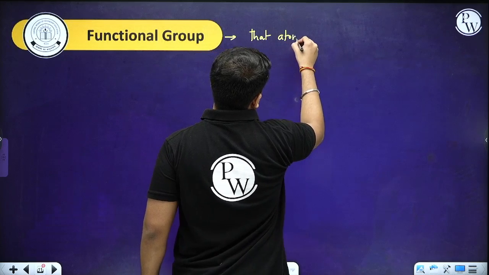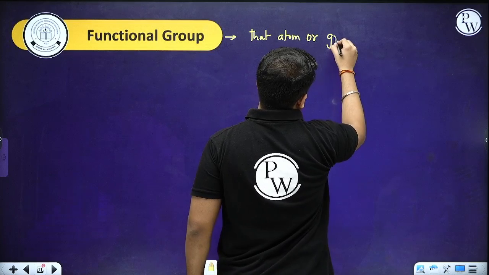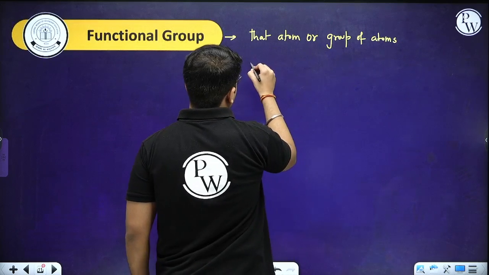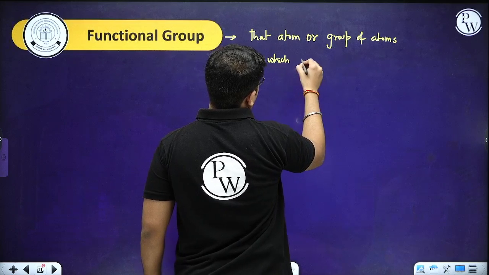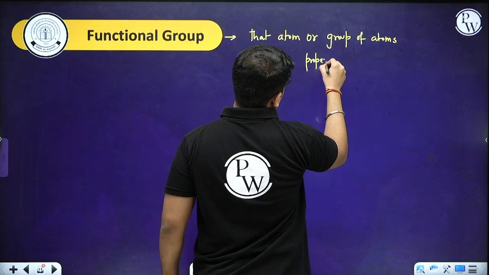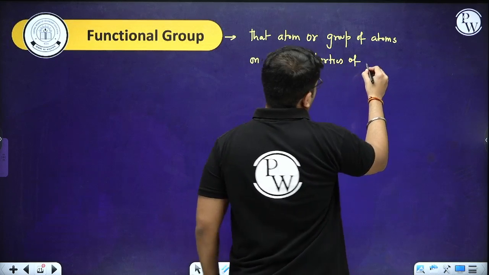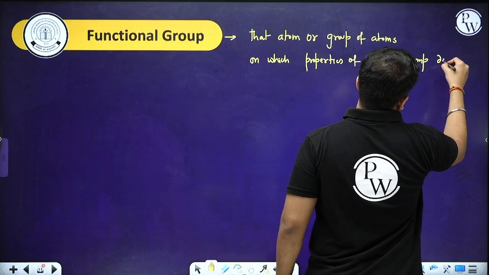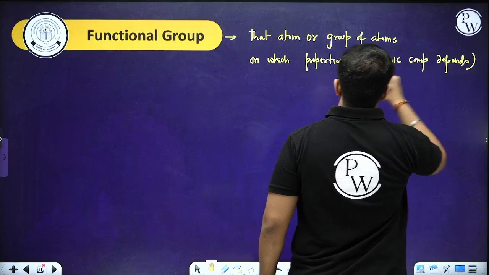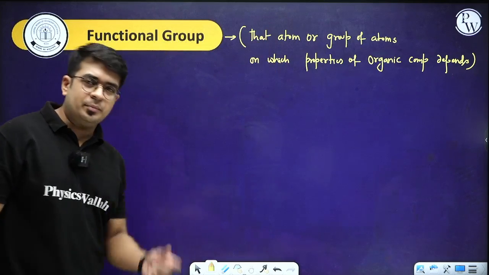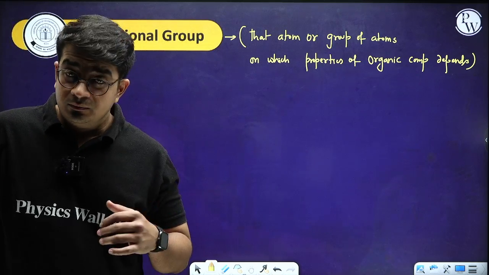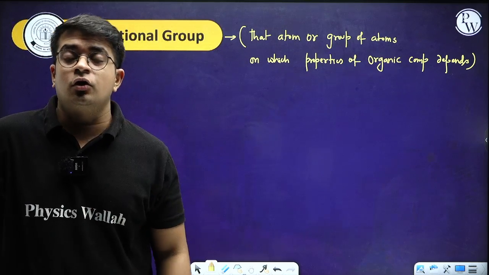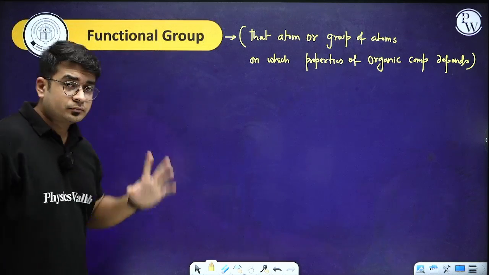That atom or group of atoms on which the properties of an organic compound depend is actually known as your functional group. So it can be a single atom, it can be a group of atoms, which is going to change the physical as well as chemical properties of that particular organic compound. These are basically known as your functional groups.